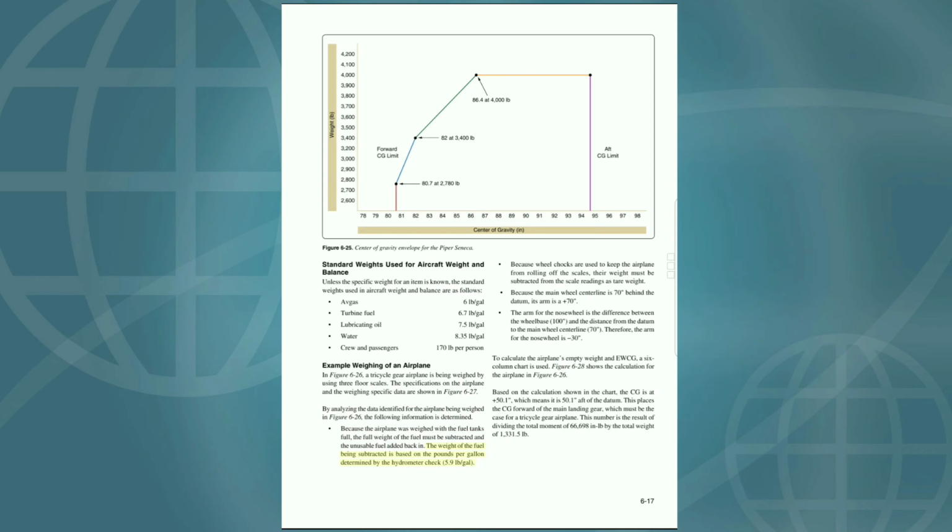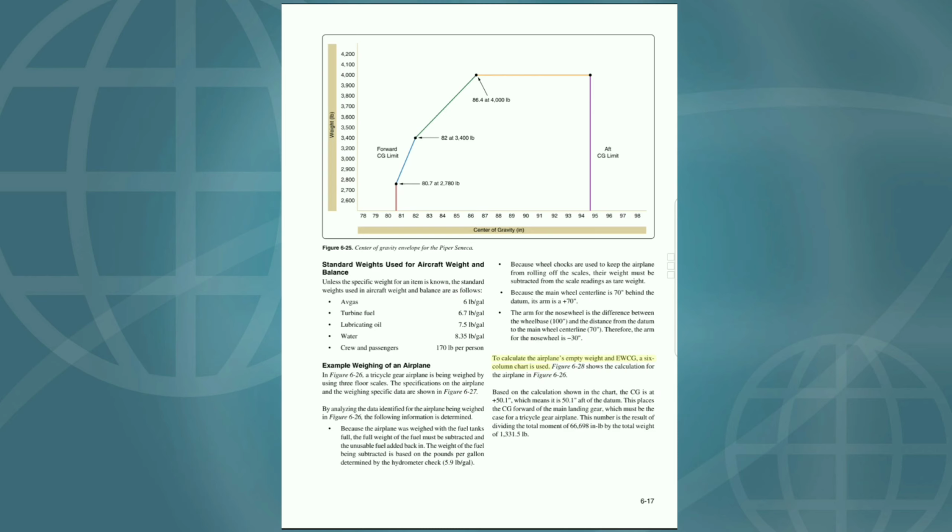The weight of the fuel being subtracted is based on the pounds per gallon determined by the hydrometer check, 5.9 pounds per gallon. Because wheel chocks are used to keep the airplane from rolling off the scales, their weight must be subtracted from the scale readings as tare weight. Because the main wheel centerline is 70 inches behind the datum, its arm is a plus 70. The arm for the nose wheel is the difference between the wheelbase, 100, and the distance from the datum to the main wheel centerline, 70. Therefore, the arm for the nose wheel is minus 30.